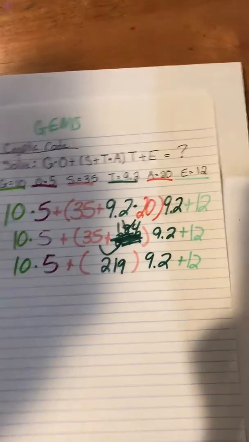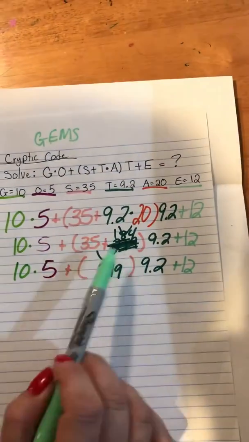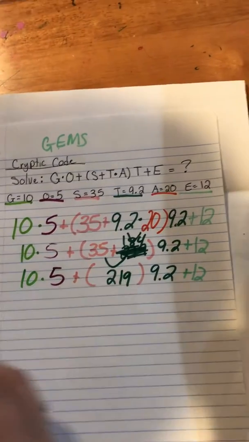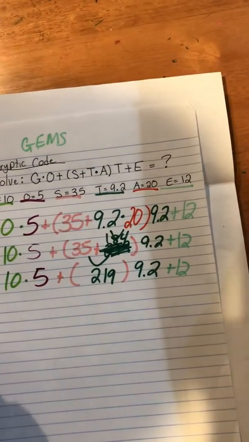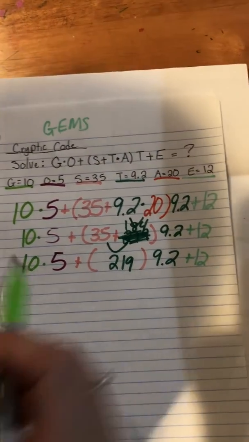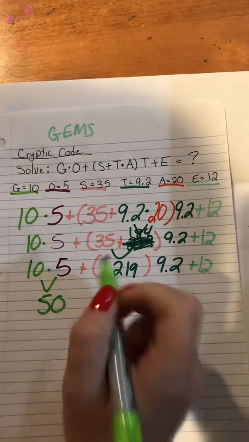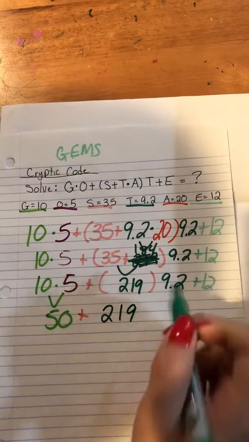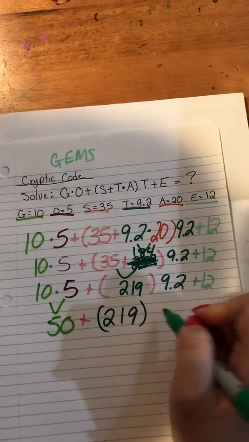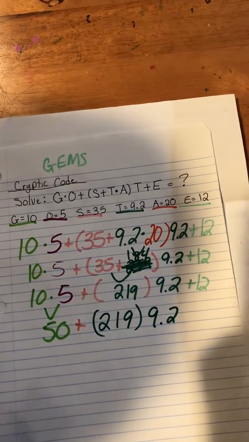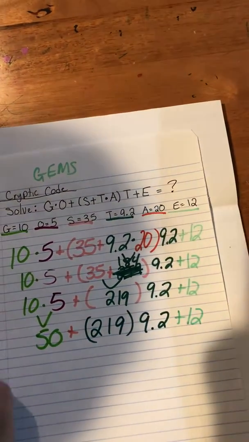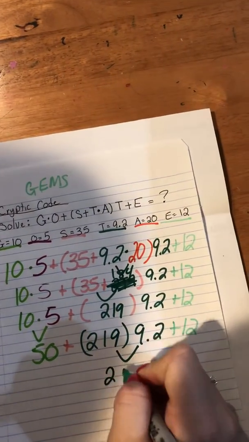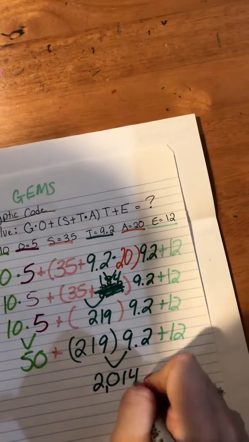10 times. So now I've got rid of most of my grouping symbols. And so I can start multiplying or dividing and going from left to right. So I'm going to do 10 times 5, which is going to be 50, plus 219. And keep the parentheses around it, times 9.2, plus 12. Now I'm at 219 times 9.2, which is going to be 2014.8.